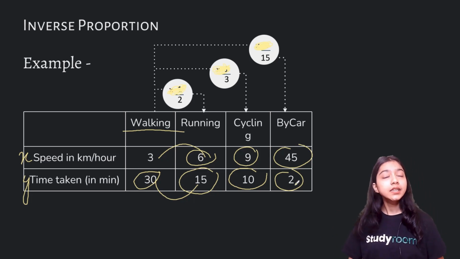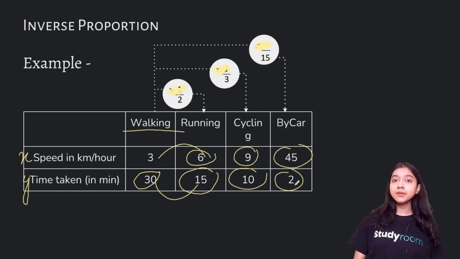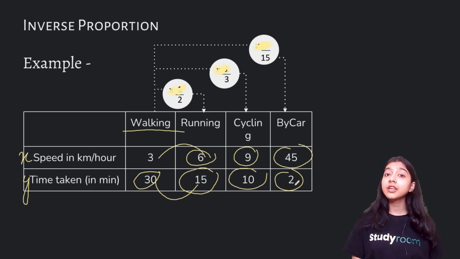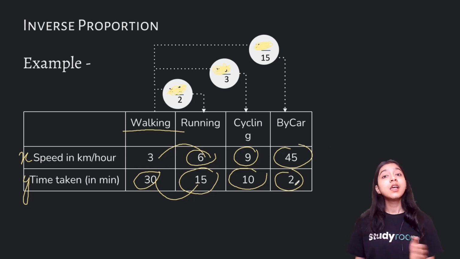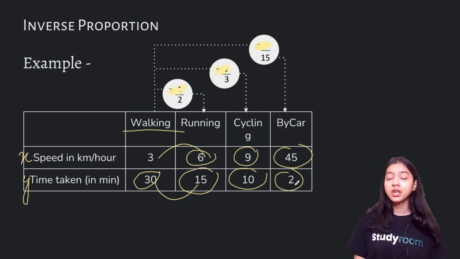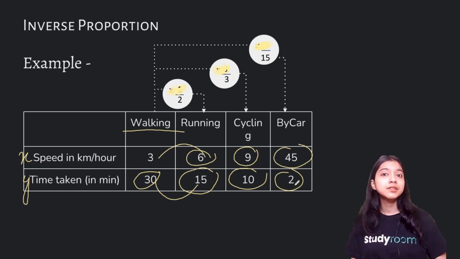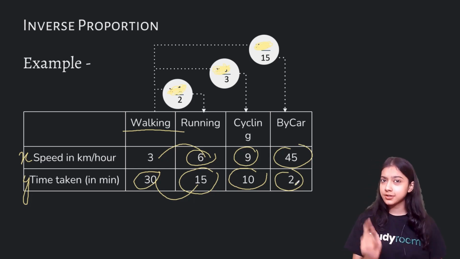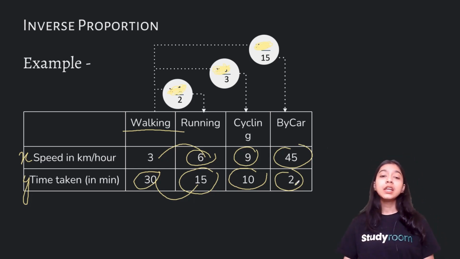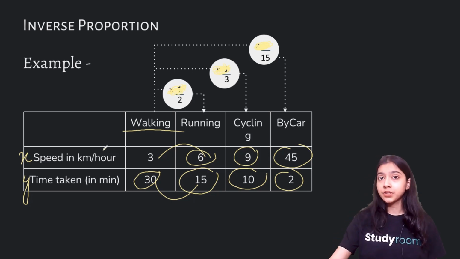We will study another necessary condition for two variables to be in inverse proportion. It is not that if x is increasing and y is decreasing, then every time it will be in inverse proportion. There is another condition that needs to be satisfied, and we will study that condition soon further in the video. Now, just make one observation over here.